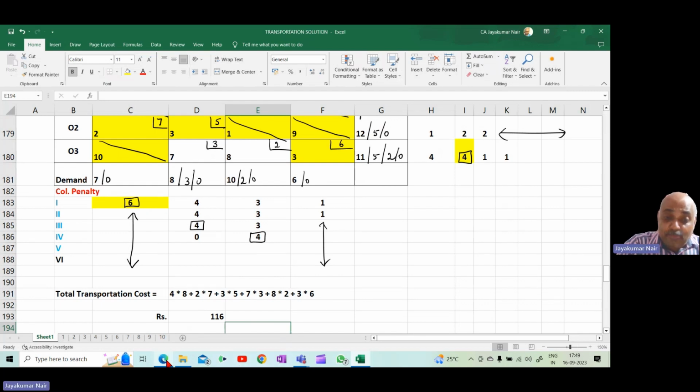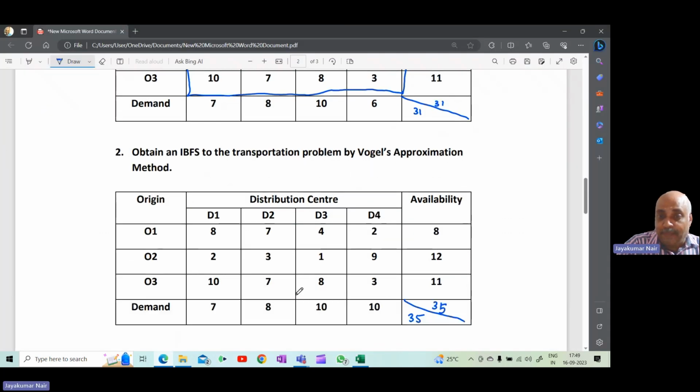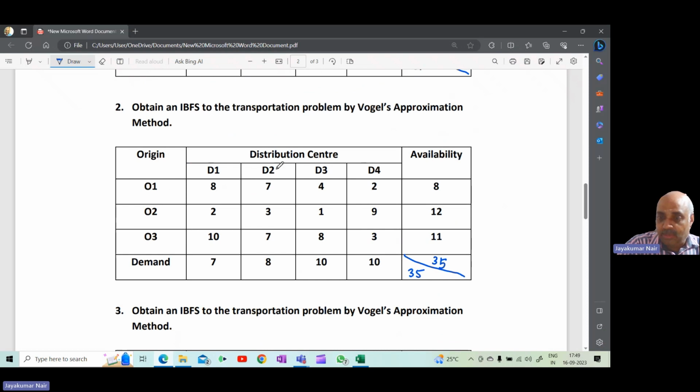Now, the same question, I am making it unbalanced. Everything is the same and I'm making it unbalanced data. How do I make it unbalanced data? What is the total? You have to check the total.